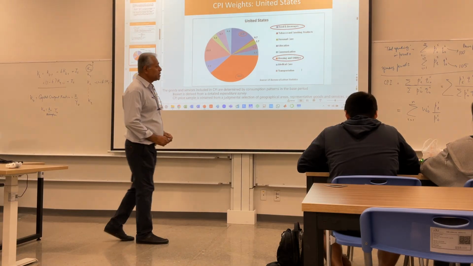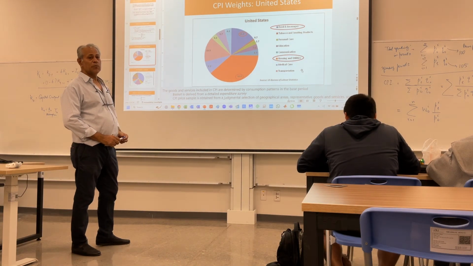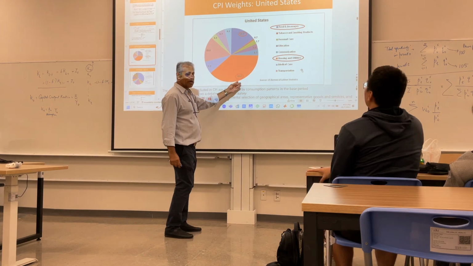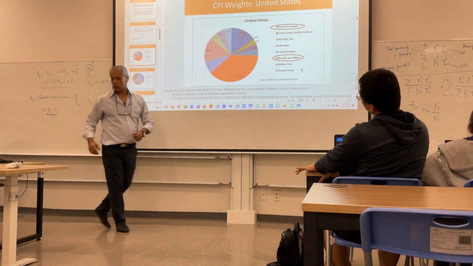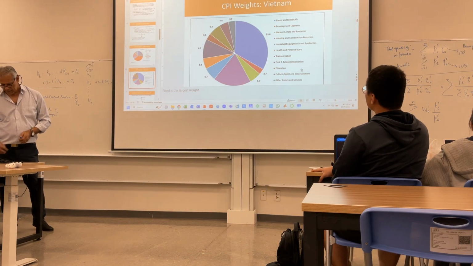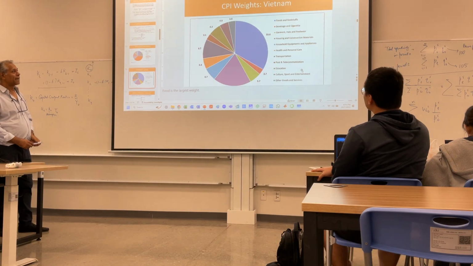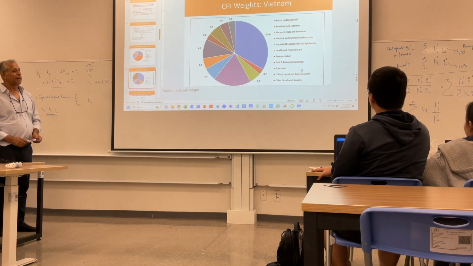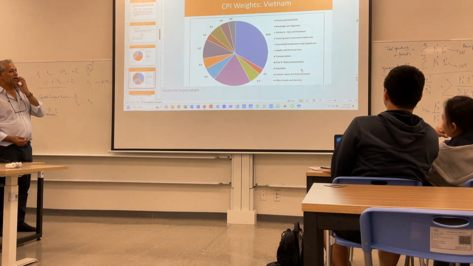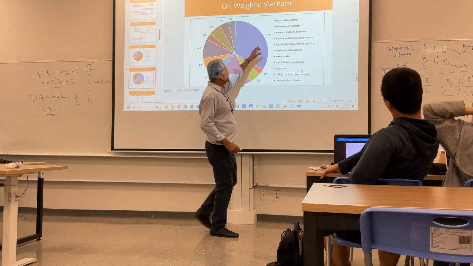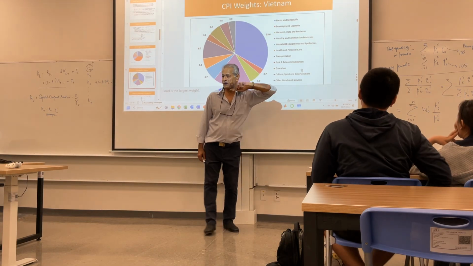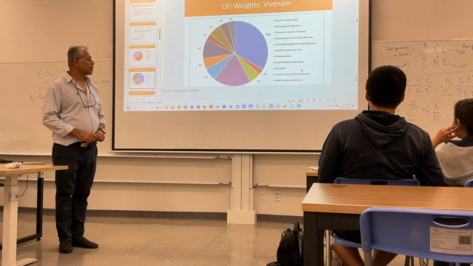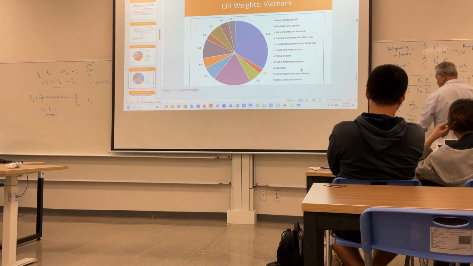This is the CPI weights for the United States. What is the biggest component of consumption? What do US households spend the most of their money on? Housing and utilities. If I showed you a picture like this for Vietnam, what would you say? Food. A representative Vietnamese household still spends the largest amount of its budget on food and foodstuff. So for Vietnam, this number for food is how much?